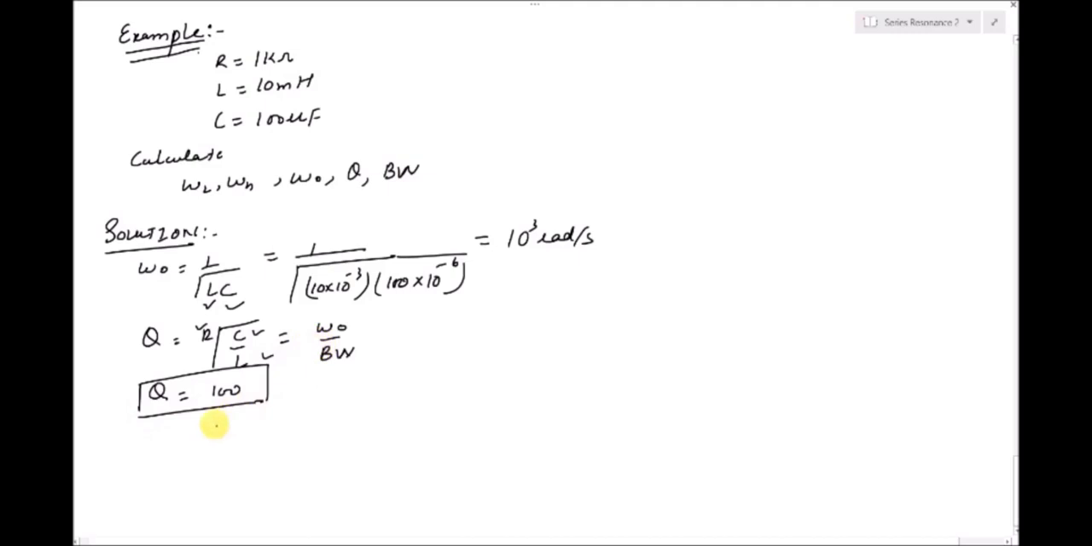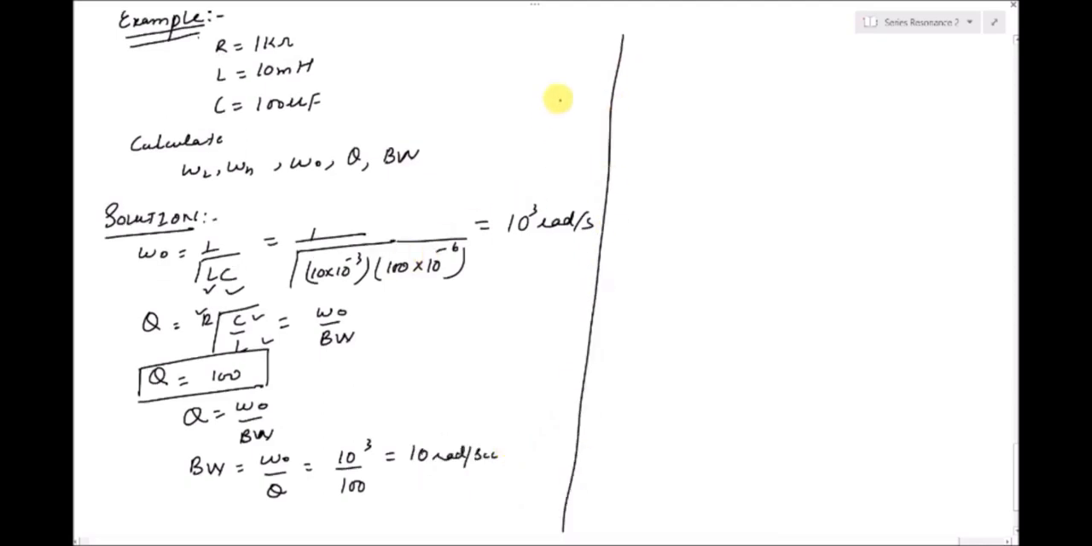And from the second formula, Q is equal to omega naught over bandwidth, we can calculate that the bandwidth is equal to omega naught over Q, and omega naught is 10 raised to 3 over 100. Bandwidth is equal to 10 radian per second.